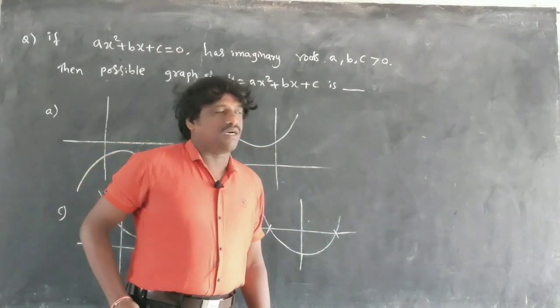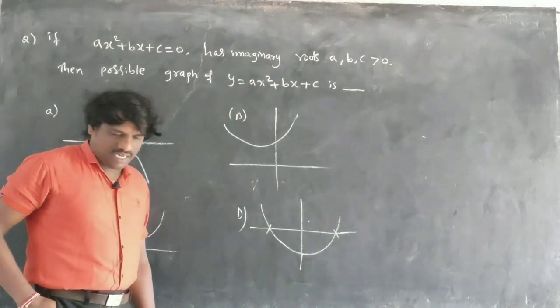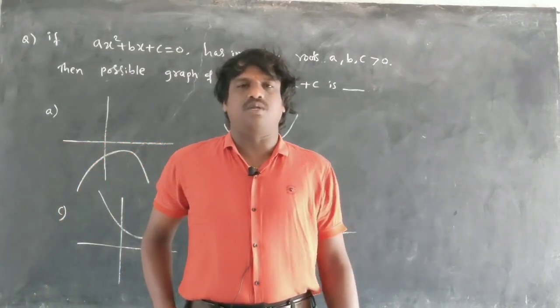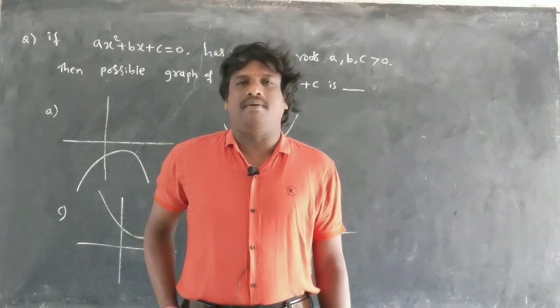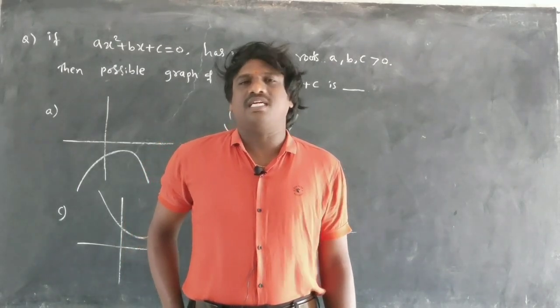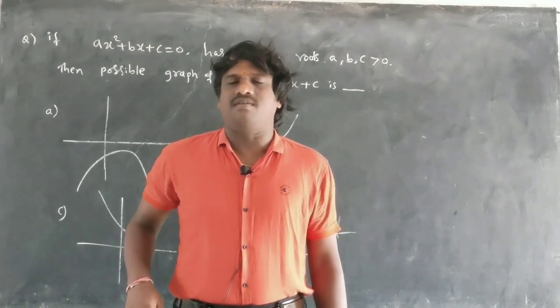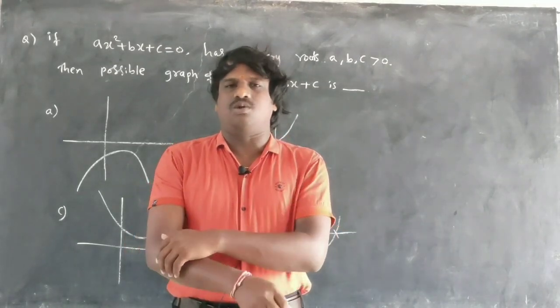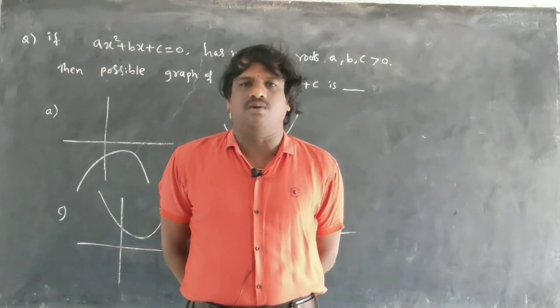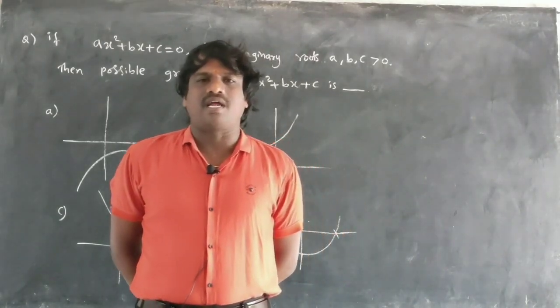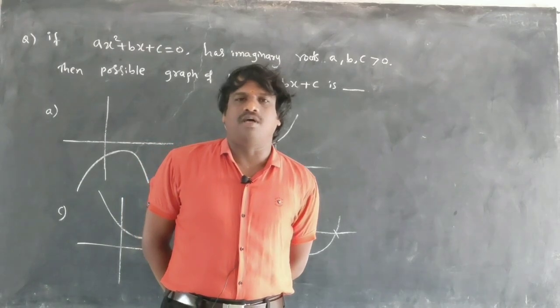Okay, now here we have this question. Before yesterday I told you about the sign of ABC. When a quadratic equation is given, when can we say A is greater than 0, B greater than 0, C greater than 0? I gave you that condition, right? Let us discuss a problem on that.